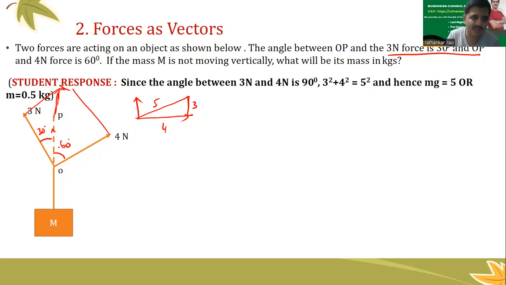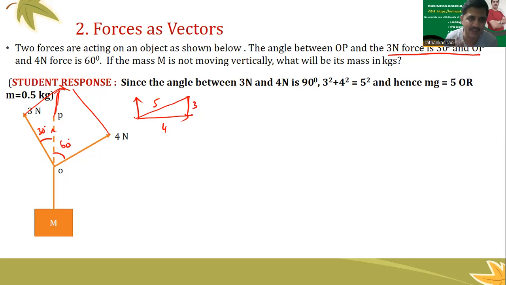Because that is the question: if the mass m is not moving vertically, what will be its mass in kgs? What is the mass of this m in kgs? This is what has been asked. Now, this approach is totally wrong. Whenever you have 3 and 4 representing the sides of a triangle, you cannot always say that the mass is equal to 5. This would be incorrect.